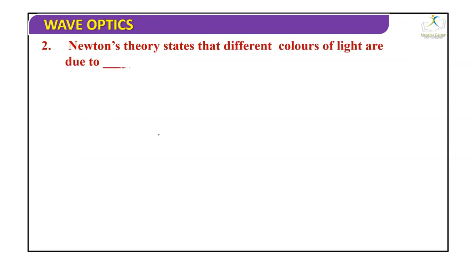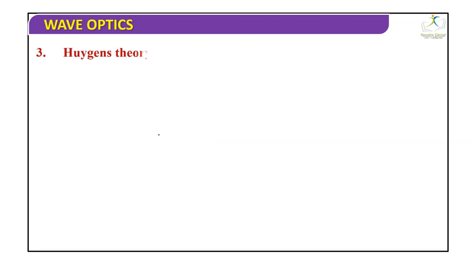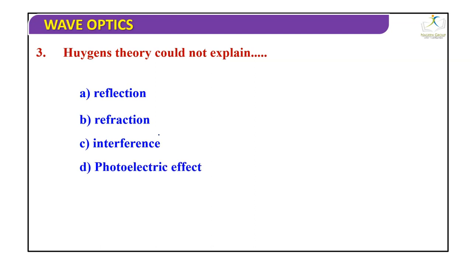Newton's theory states that different colors of light are due to dash of the particle: different velocity, different amplitude, different wavelength, or different shape and size. The correct answer is D, different shape and size. Next, Huygens' theory couldn't explain reflection, refraction, interference, or the photoelectric effect. Huygens' theory explained partial reflection and partial refraction, but it was not possible for it to explain the photoelectric effect or modern physics, which is under Sir Einstein.